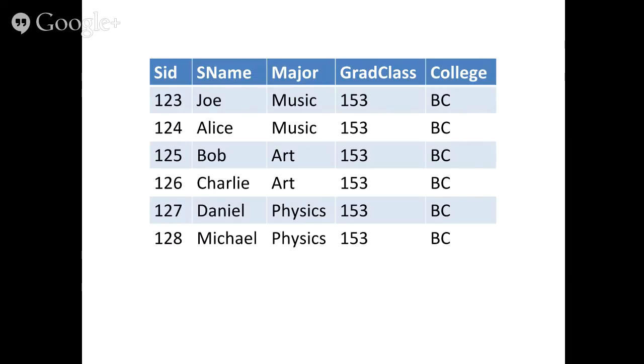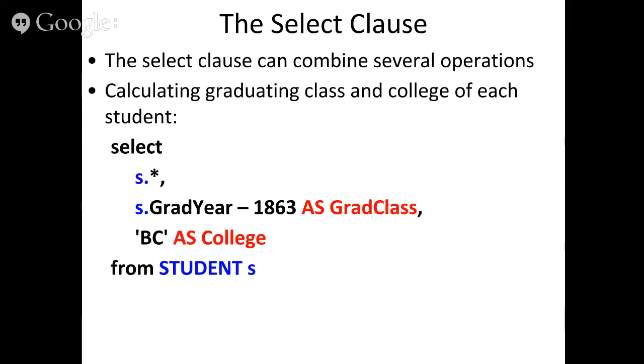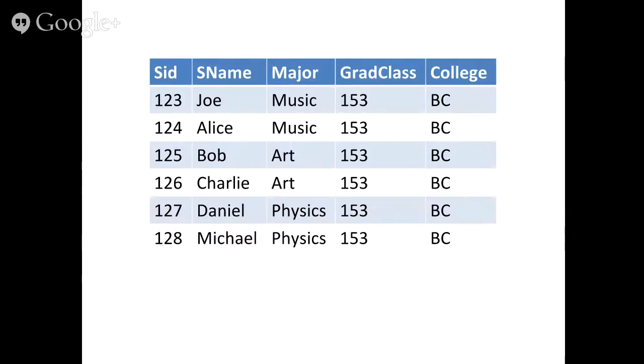So this comes out to be this. These are all the students, the graduating class and the college, so 153. So, all these people graduated 153 years later. Wait, what? Really? Yeah, I guess so.